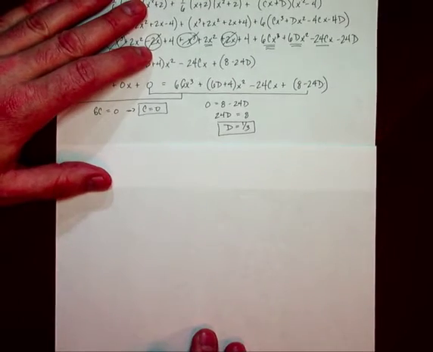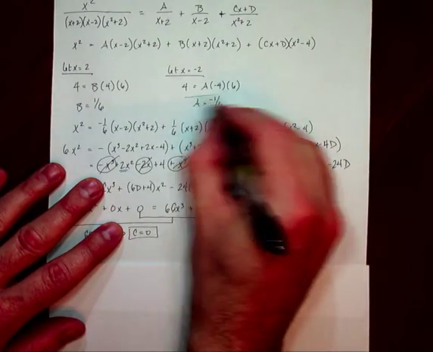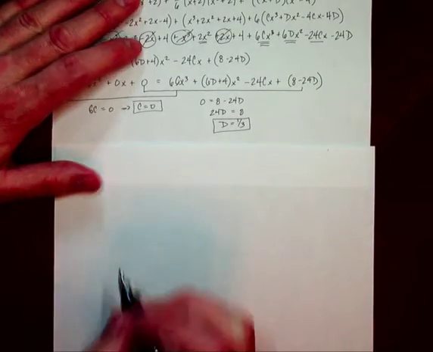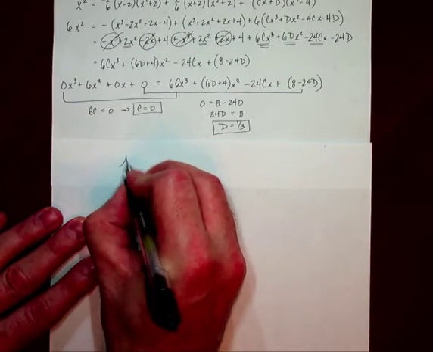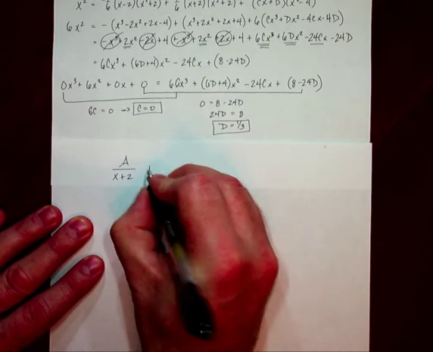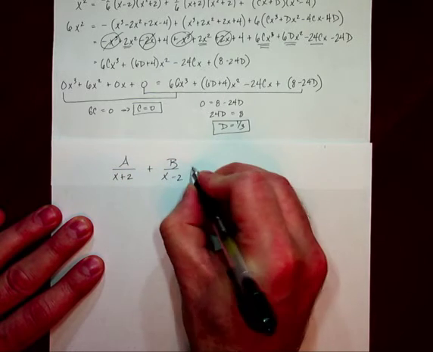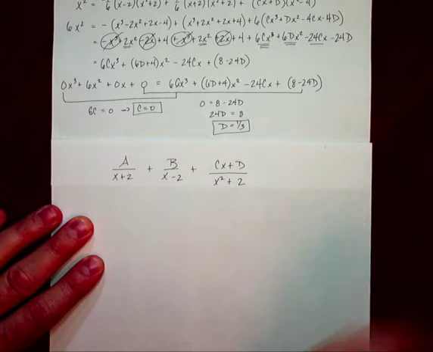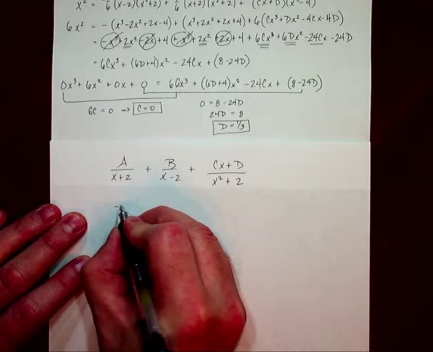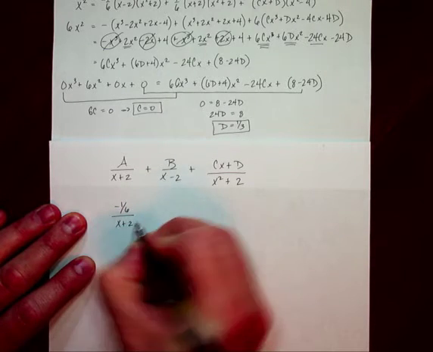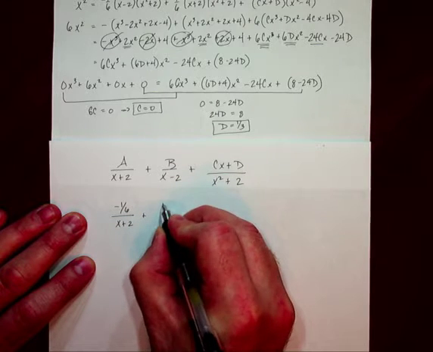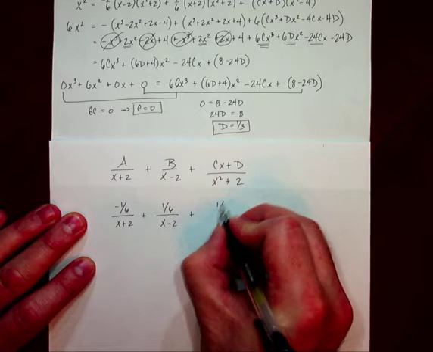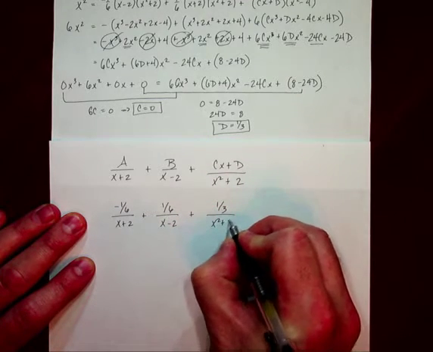Okay, I don't have enough room to do it on this sheet of paper, so I'm going to kind of bleed over into the next sheet of paper. Now remember, I had a is negative 1/6, b is 1/6. So I have a over x plus 2, b over x minus 2, and cx plus d over x squared plus 2. That means that I have negative 1/6 over x plus 2, and b, of course, was positive 1/6 over x minus 2, and then c was 0, and then I had 1/3 over x squared plus 2.